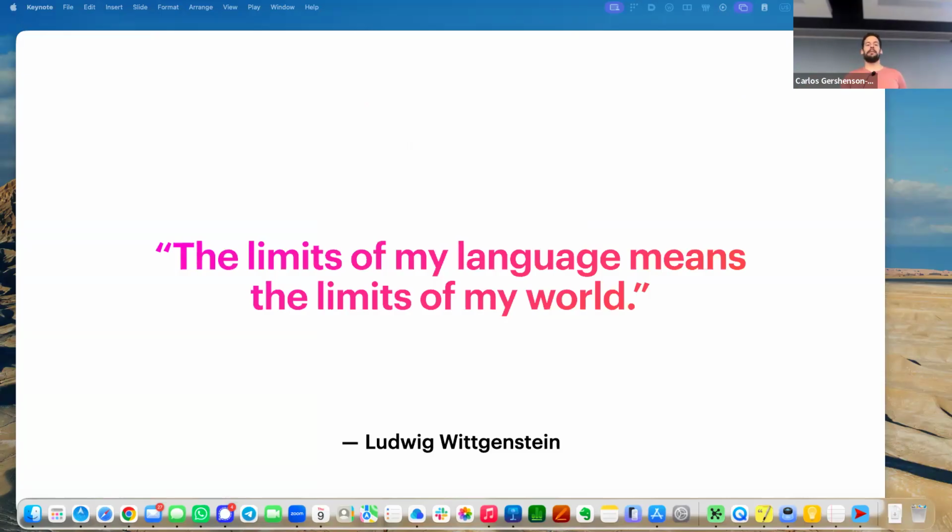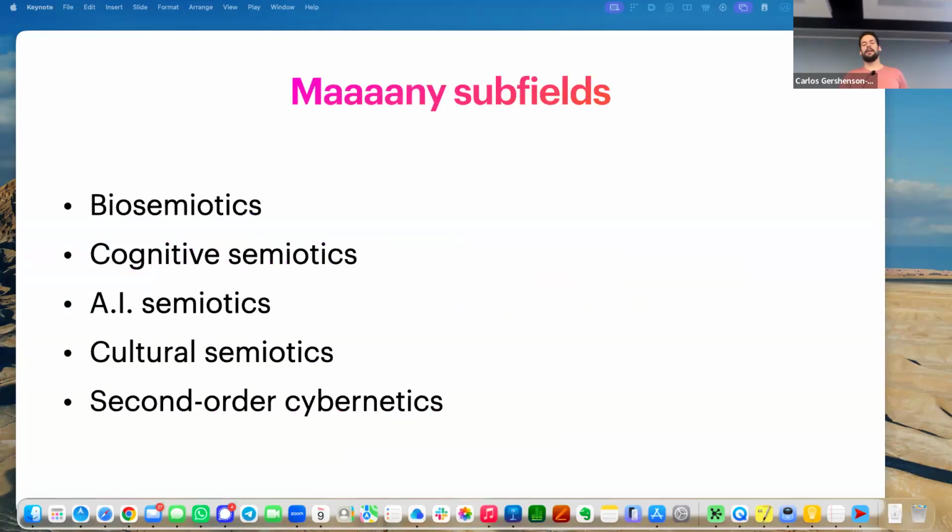So in a sense, the limits of my language mean the limits of my world. And this is very close to discussions we've had already about the distinction between the map and the territory, between epistemology and ontology, object and subject, and so on. And there are many subfields that also study meanings: semiotics, how animals understand to take different actions, cognitive semiotics, also in artificial intelligence, about cultures, and also we mentioned second-order cybernetics.